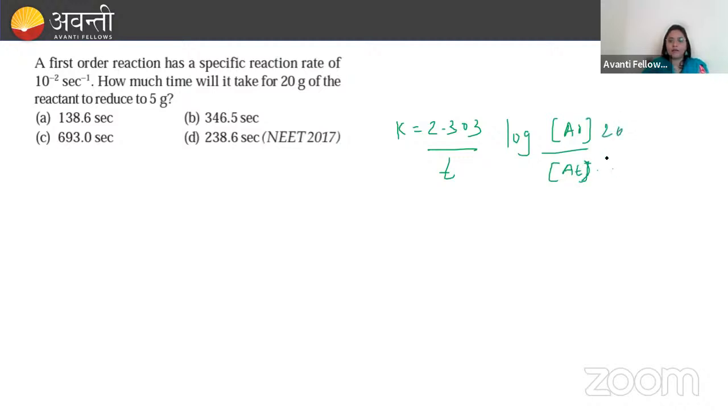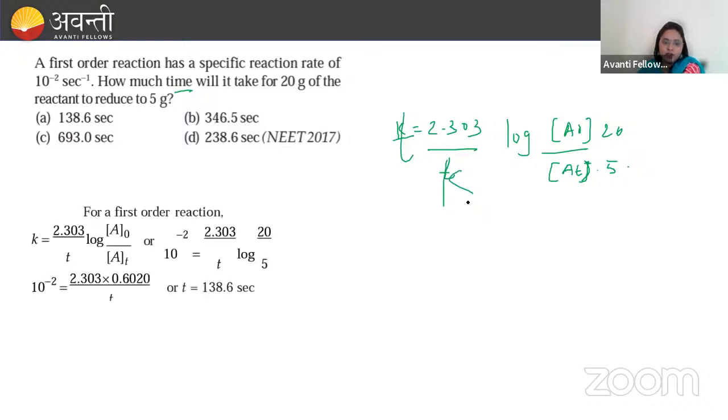20 डालो यहाँ पे 5 डालो. ठीक है, के दिया हुआ है 10⁻², टाइम दिया हुआ है, नहीं टाइम निकालना है. के दिया हुआ है, तो यहाँ पे डालो के. Put all those values, you will get the answer. What will be the answer here? Yes, 138.6. That is A answer.